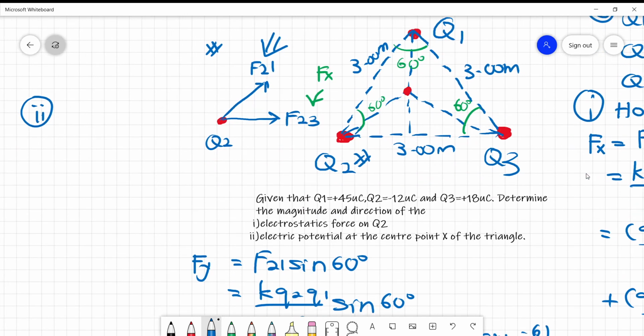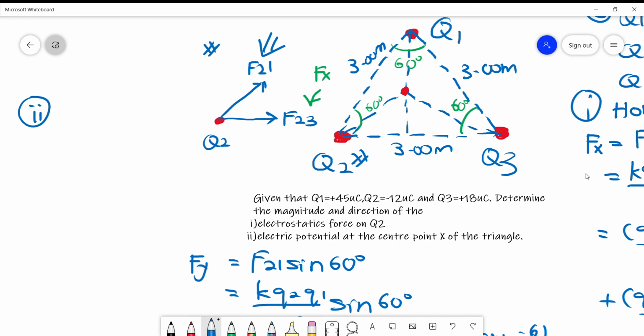Alright, so the point is we did not have the distance from the center of the triangle to each point charges. Okay, so let me just think for a while. And how should I find out the... Okay, so let me just drag it to the right side.